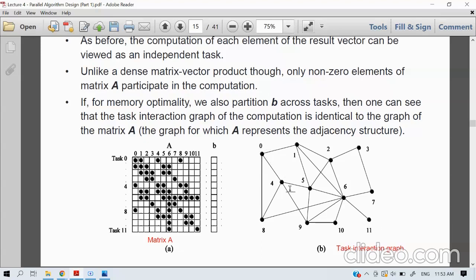Okay, so how do we create and draw the edges? Look at task 0 first. Task 0 has interaction with node 0 itself, node 1, node 4 and node 8. Looking at this graph, node 0 linking to itself, there's no need to draw that. Node 4, node 8, and also node 1. That is called interaction.